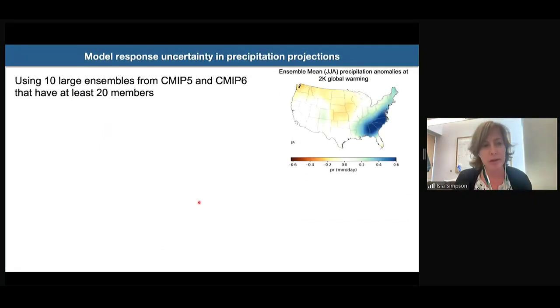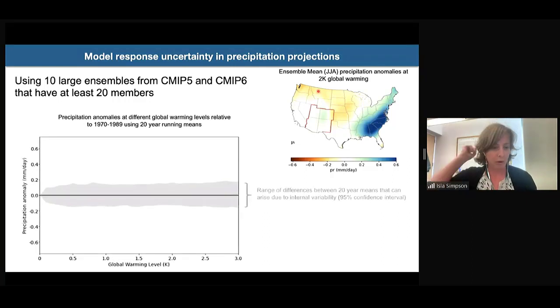And we're going to stick here with precipitation projections over the US, but I'm moving to the summer now. And I'm going to show you results from 10 large ensembles that have at least 20 members each. And we'll focus in on the Four Corners states here. So just looking at average precipitation projections over the Four Corners. And I'll show you results here as a function of global warming level, like Tapio also showed, to kind of put the models on more of an equal footing in terms of how much the planet has warmed.